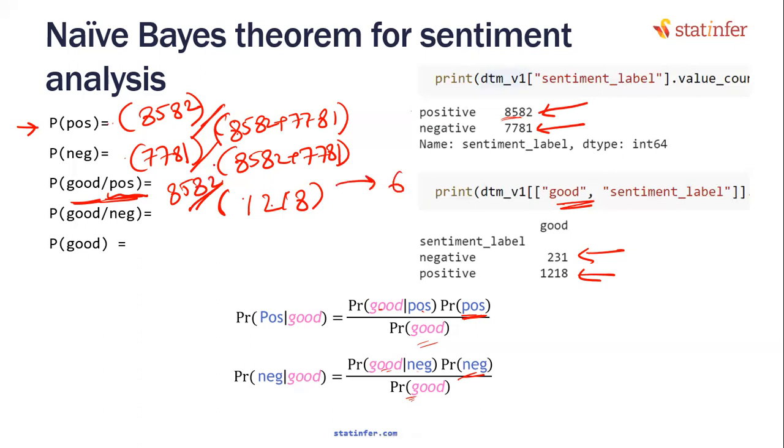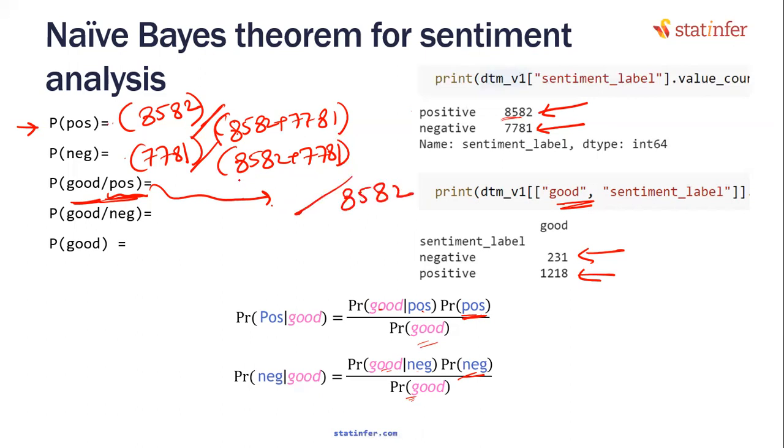Think about it. Can probability be more than 1? Now rethink and tell me what is the denominator given positive. First think about the denominator. How much will come? 8582. Numerator, how much will come? 1218. So the denominator will be, given positive, 8582.